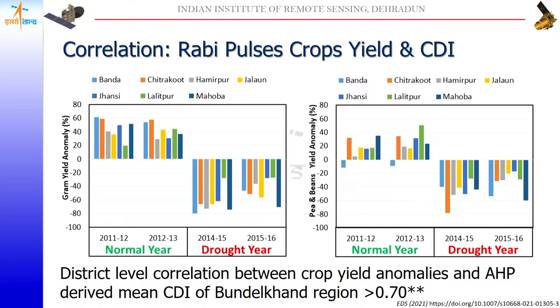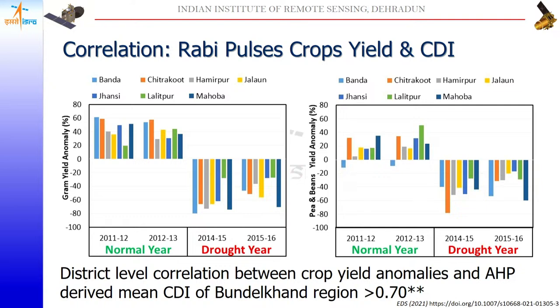with respect to all the years, all the periods of study. The availability of the data sets is around 18 years. The data sets are also available on the Ministry of Agriculture and Farmers Welfare websites. So the data sets are free in terms of the crop area, production and productivity data. These data sets we are using in comparison with our AHP derived combined drought index.